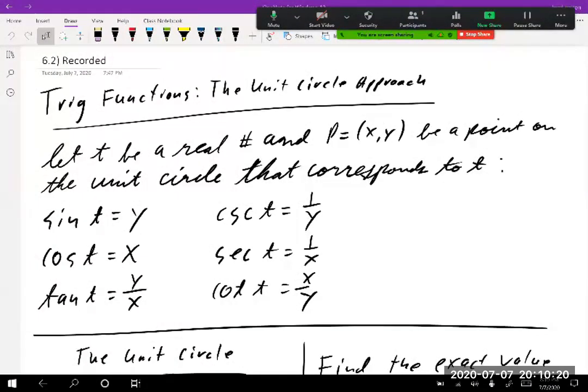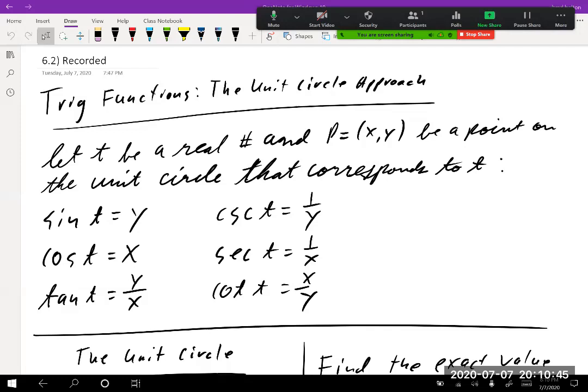So for 6.2, 6.2 and 6.3 are very similar sections. We're going to talk about trig functions and the unit circle approach, and then kind of say, well, what if it wasn't a unit circle? Could we force it to become a unit circle? Again, this may not be exactly how some of you remember it. I actually don't remember learning it this way.